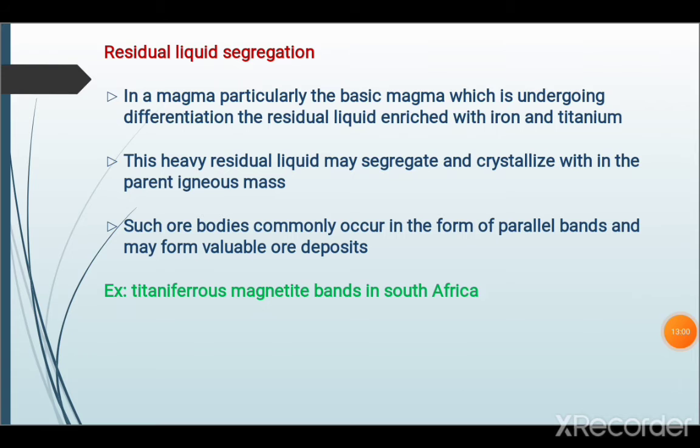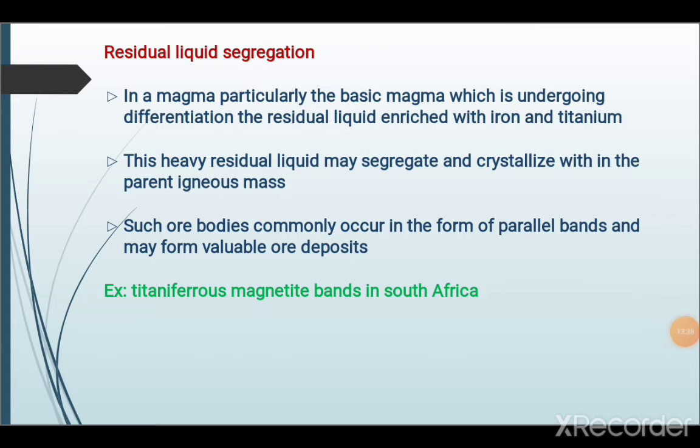What is residual liquid segregation? In basic magma, which is undergoing differentiation, the residual liquid is enriched with iron and titanium. This heavy residual liquid may segregate and crystallize within the parent igneous mass. Such ore bodies commonly occur in the form of parallel bands and may form valuable ore deposits.